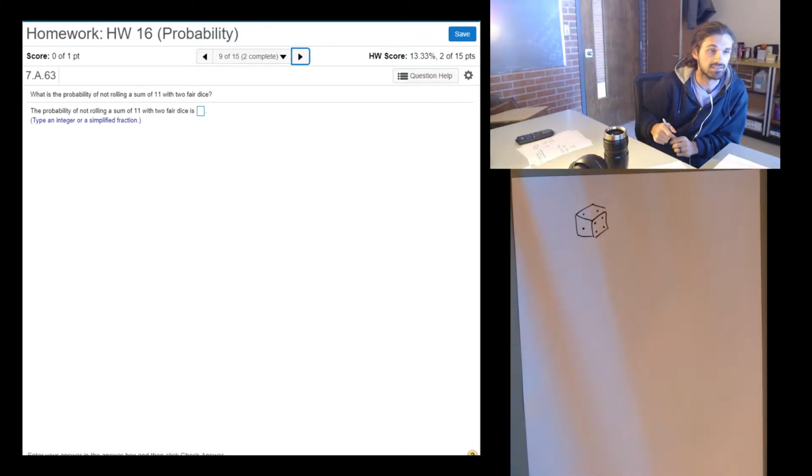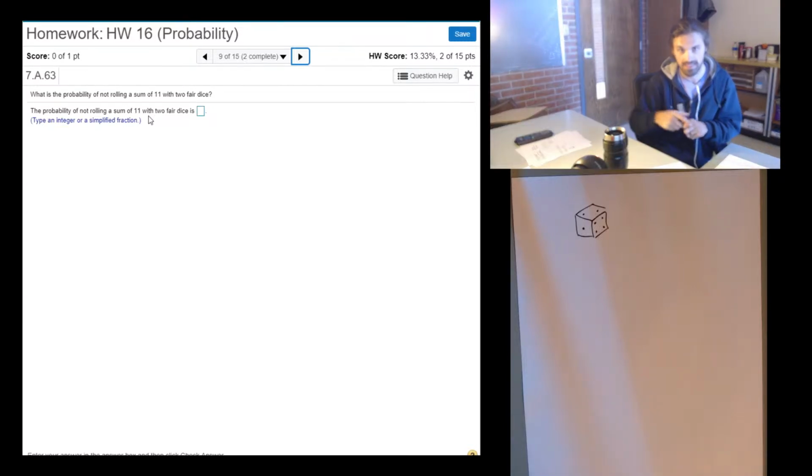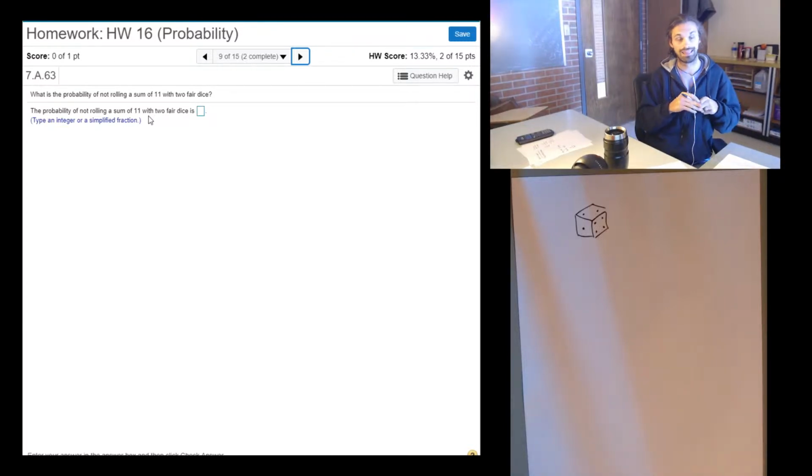So let's go ahead and get started. The probability of not rolling a sum of 11 with two fair die. So let's not so much concentrate on this not part. Let's go ahead and find the probability of rolling a sum of 11 with two fair die, and then we'll take it a step further and incorporate that not feature.